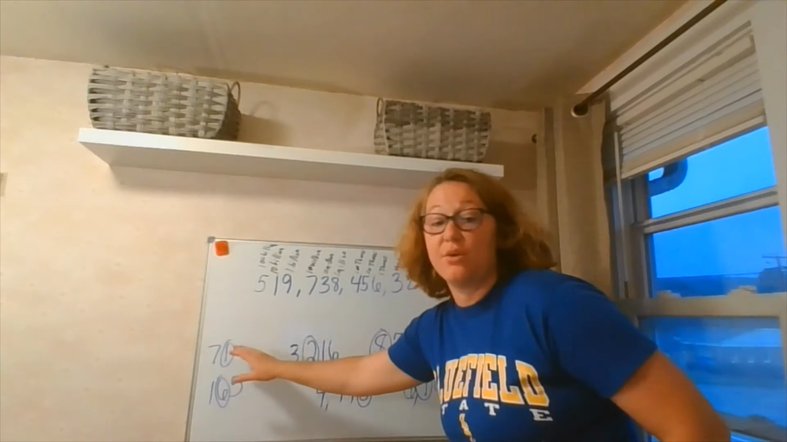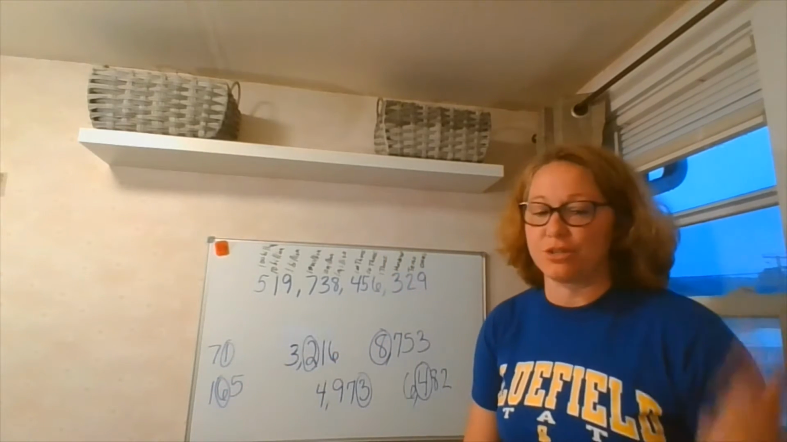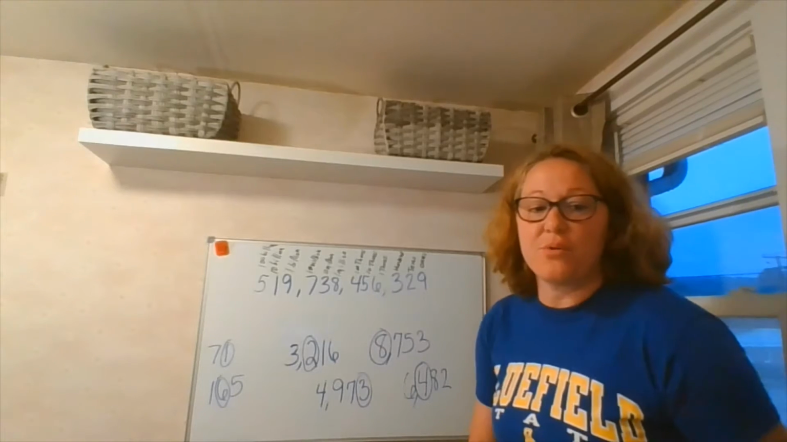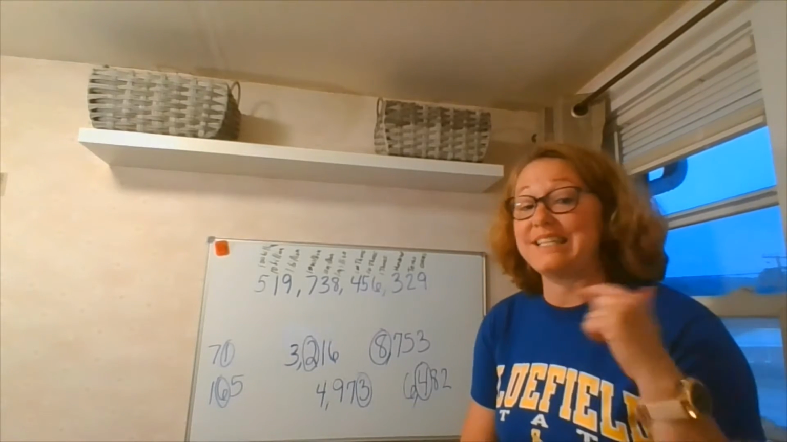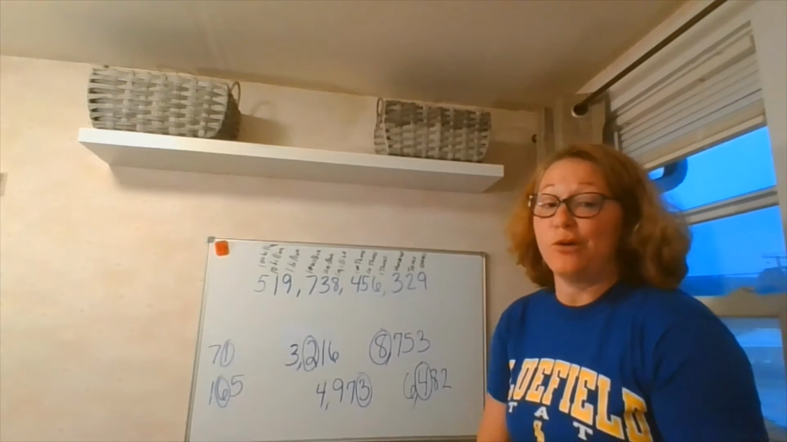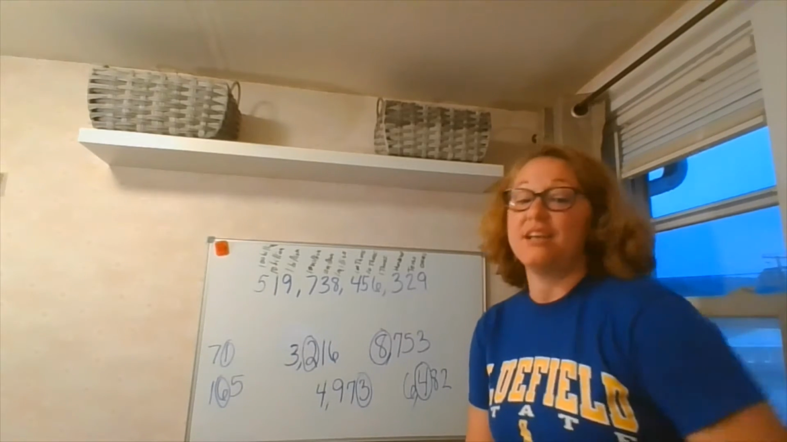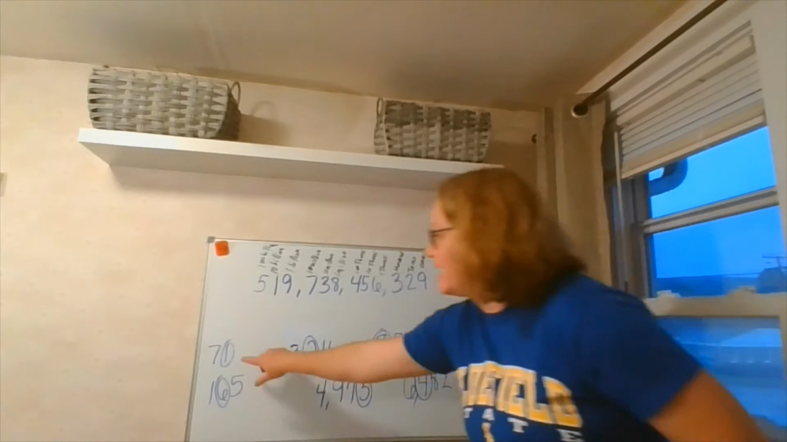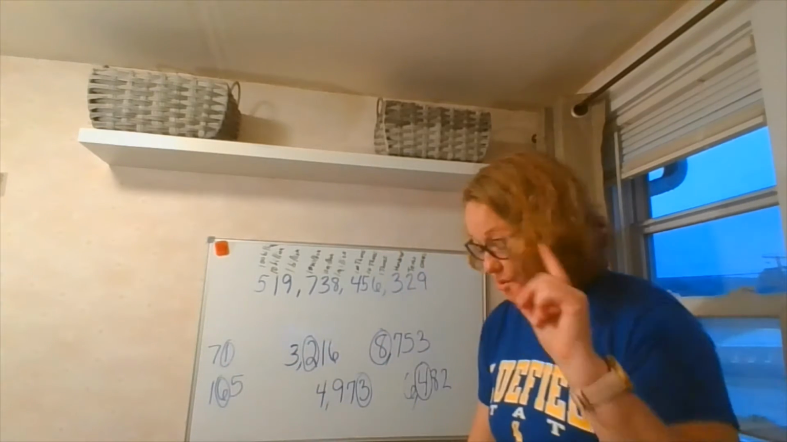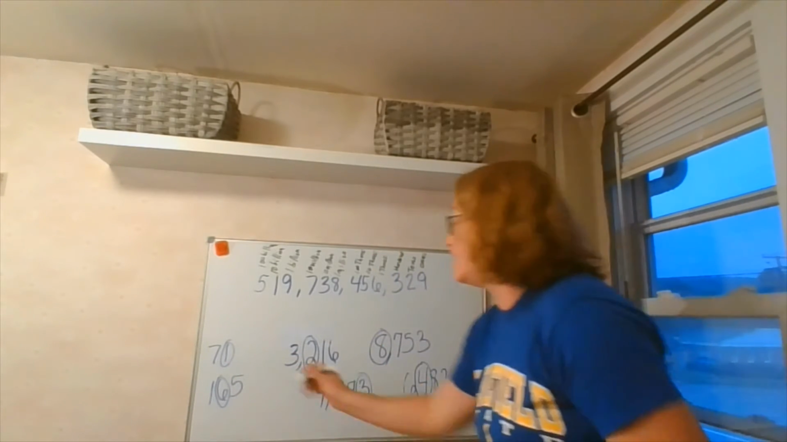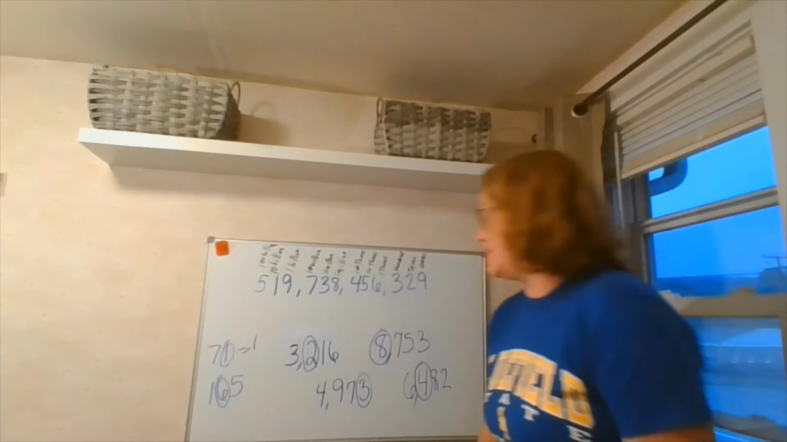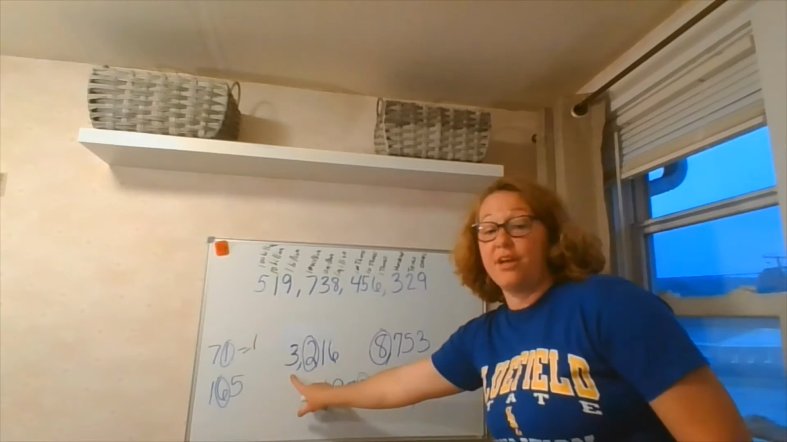So we have 71. And notice I have the 1 circled because I want to know the value. What is the value of the 1? Well, it is in the place value of the ones. So we would take the 1 times the 1 and it equals 1. The value of this 1 simply is 1.